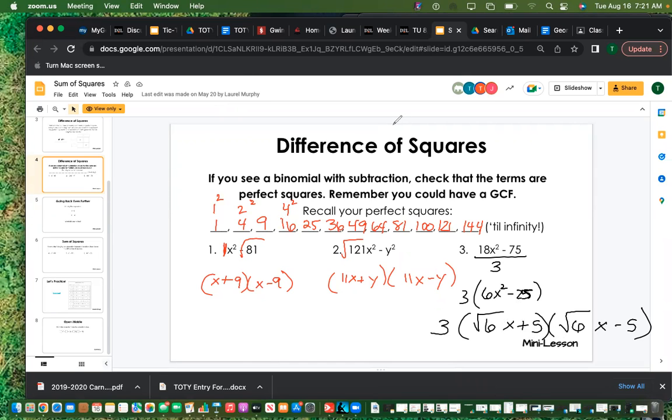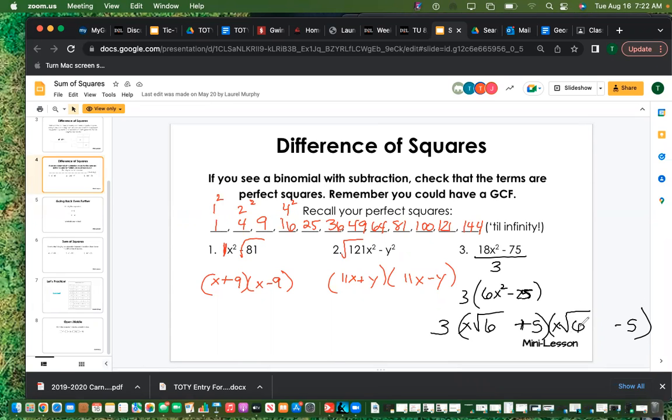Really, we should put this x in front. We're actually going to write this x out front. I apologize, it's a little messy. Okay, so we're going to have x square root of 6 plus 5 and x square root of 6 minus 5.